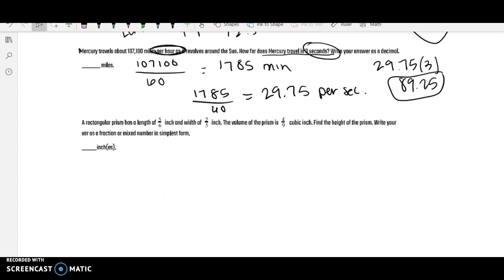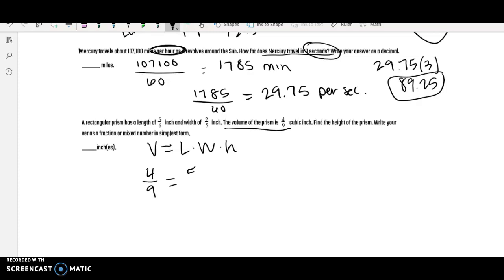A rectangular prism has a length of 5/6 inches and a width of 2/5 inches. The volume of the prism is 4/9 cubic inches. Find the height of the prism. So volume is equal to length times width times height. And we know that the volume is 4/9.